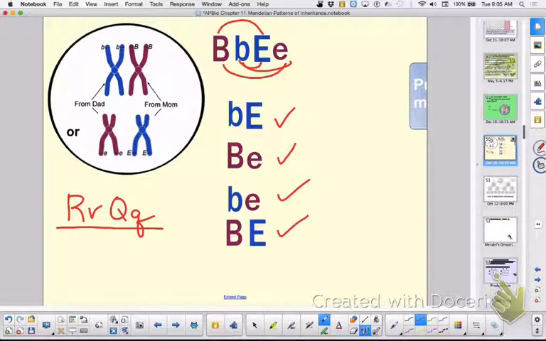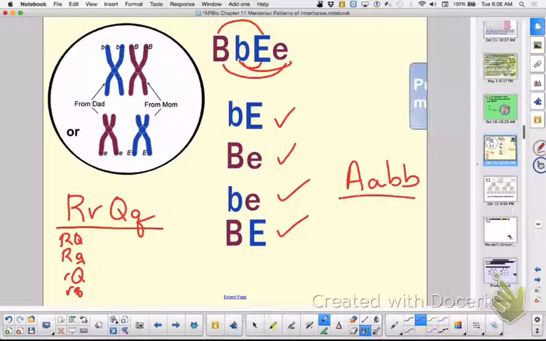Show me with your fingers how many gametes did you come up with? Did you say 4? Okay, and this is the way you would write them. Big R, big Q, big R what? Little q, little r, big Q, and what? Good. Okay, how about this? How many different gametes could I get from this? Write it down.